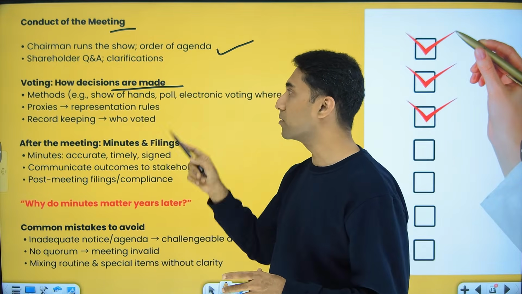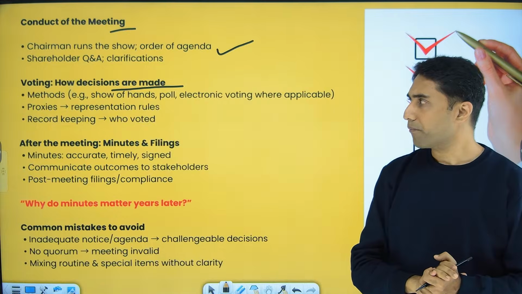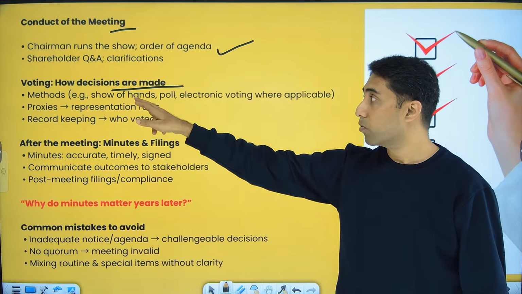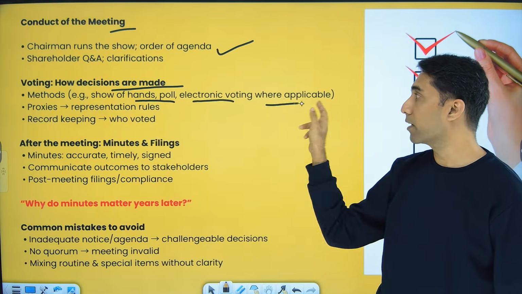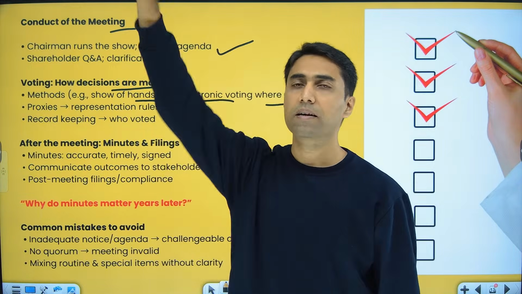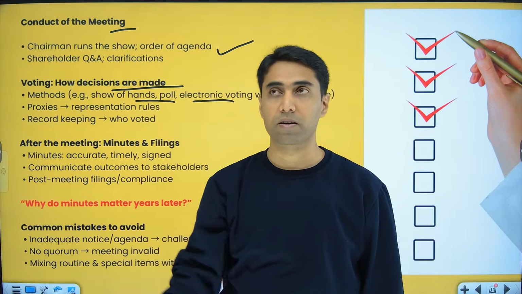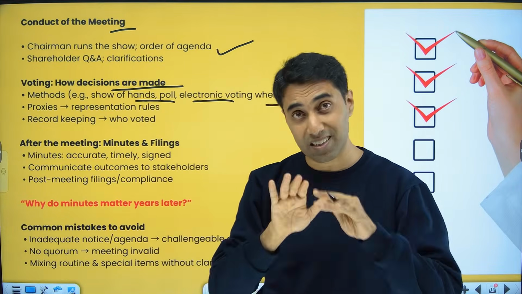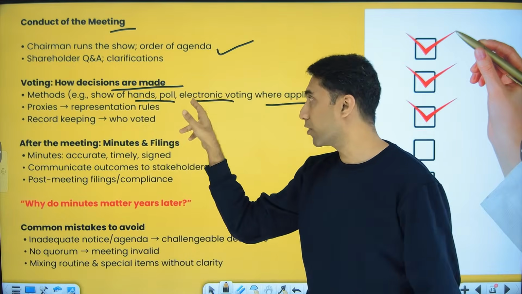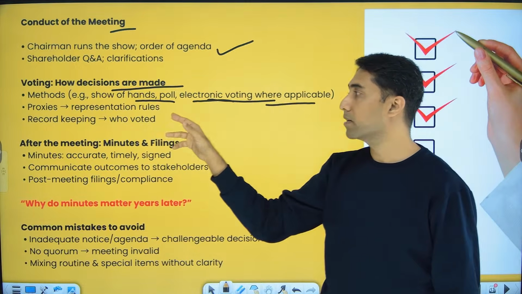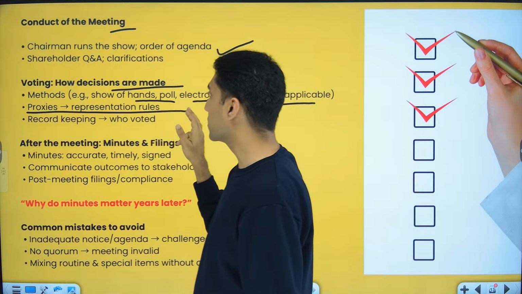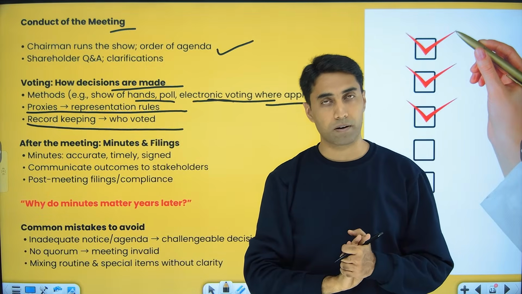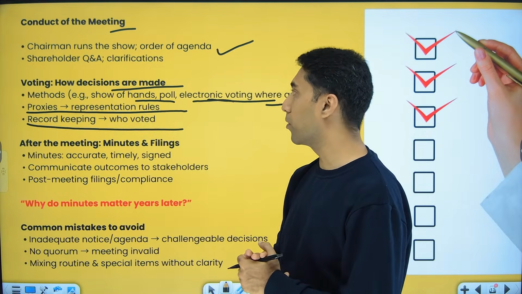And how are decisions made in a company? It can be voting by show of hands, electronic voting, whatever. So what is show of hands? As simple as in the class, the teacher asks something, raise your hand. So you raise your hand. Just like that, in a company also, show of hands is the default way of voting. Then you have electronic means, then you have proxies, then you have the record keeping. That is, who has voted, you keep a record, and that is very, very important for you.